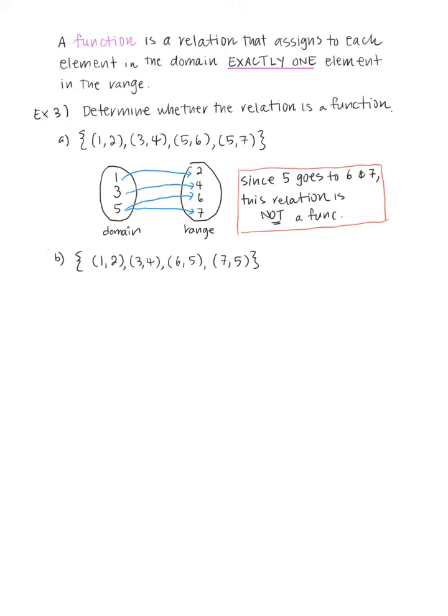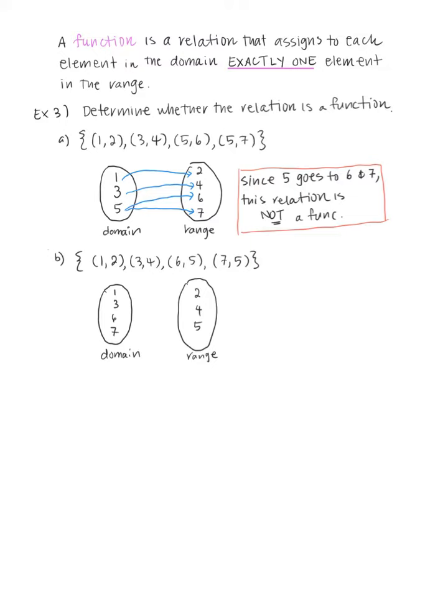Let's take a look at part B. So we're given this relation: (1, 2), (3, 4), (6, 5), and (7, 5). Okay, so let's do the same thing. So I'm going to do the mapping here. So domain, and this is going to be our range. So the domain values are 1, 3, and then 6 and a 7. The range values are the y values. So here you're going to have 2, 4, and then 5 and a 5. So let's just keep just one of the 5.